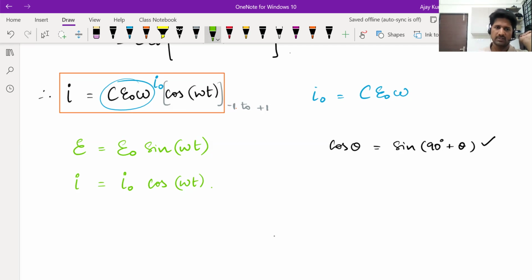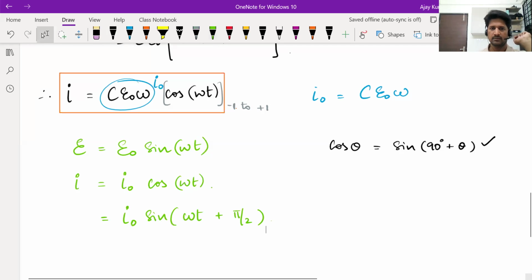Now come back to the equations that we are deriving. The current equation we got in terms of cos, if you convert it to sine, you can write it as I naught sine omega t plus pi by 2. I'm writing it as theta plus 90, and we'll not use 90 here, we'll use pi. We'll write the angle in terms of radians. So omega t plus pi by 2. Isha, is this clear? Yes, sir.